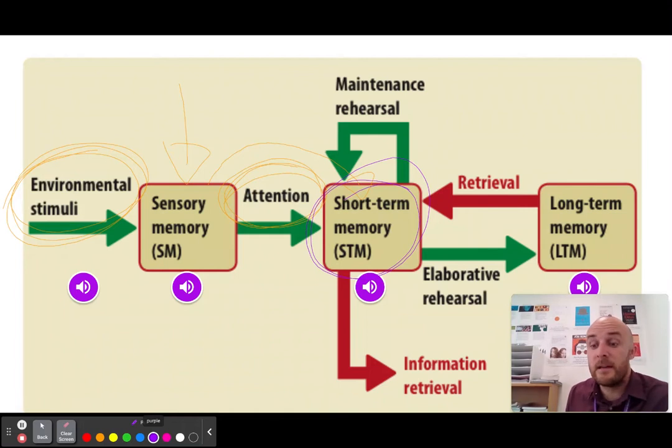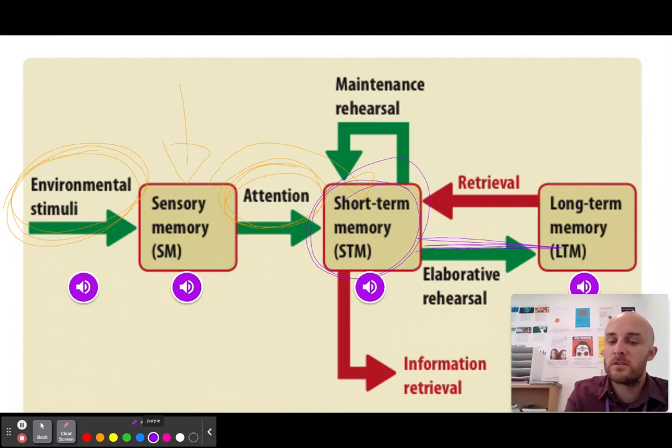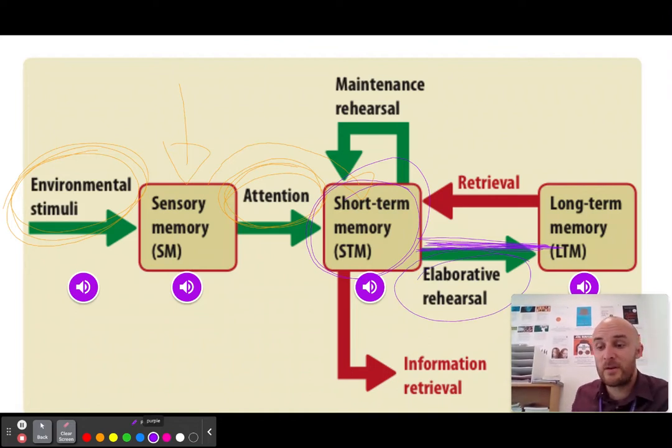Short-term memory is very short, 18 to 30 seconds long. If you want to get something onto your long-term memory, you have to elaborately rehearse it. As in, you have to go over it, go over it, go over it, until your brain recognizes that it is quite important.